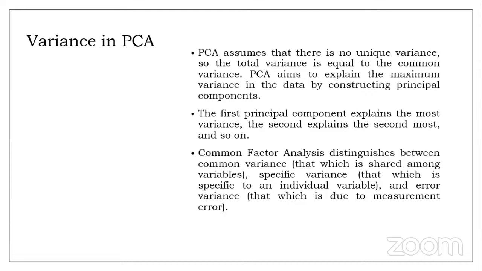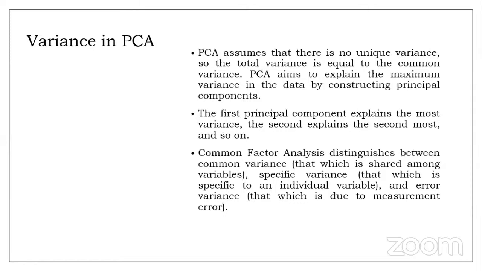Unique variance means the one which includes the specific variance and the error variance related to each of the items. So PCA has no consideration of any unique variance. It only considers the common variance, which is shared among all the different variables. So automatically, it will give you a better structure.